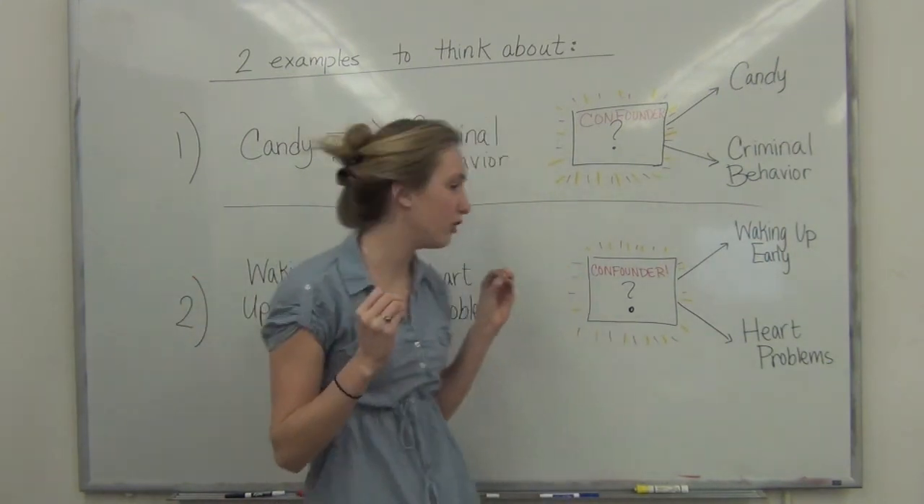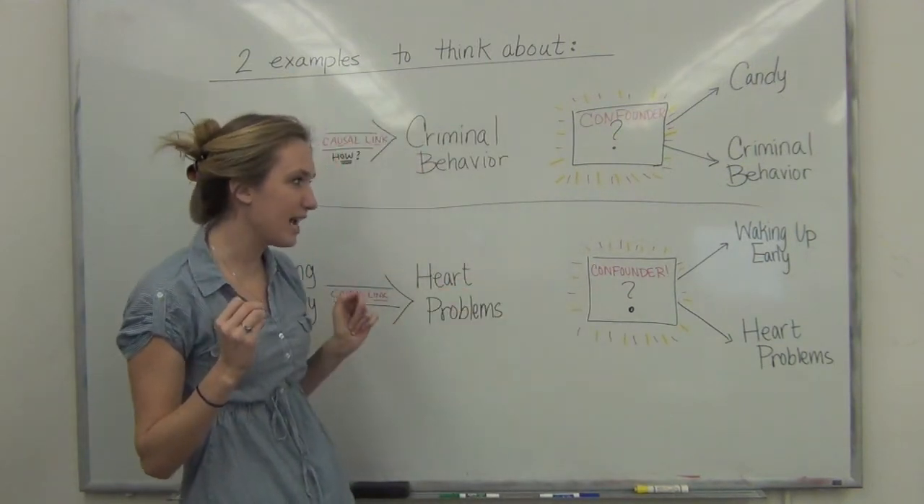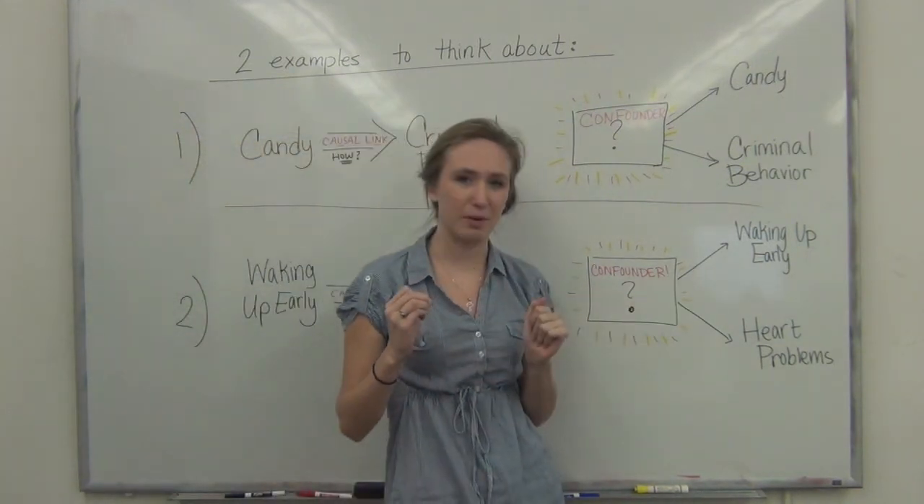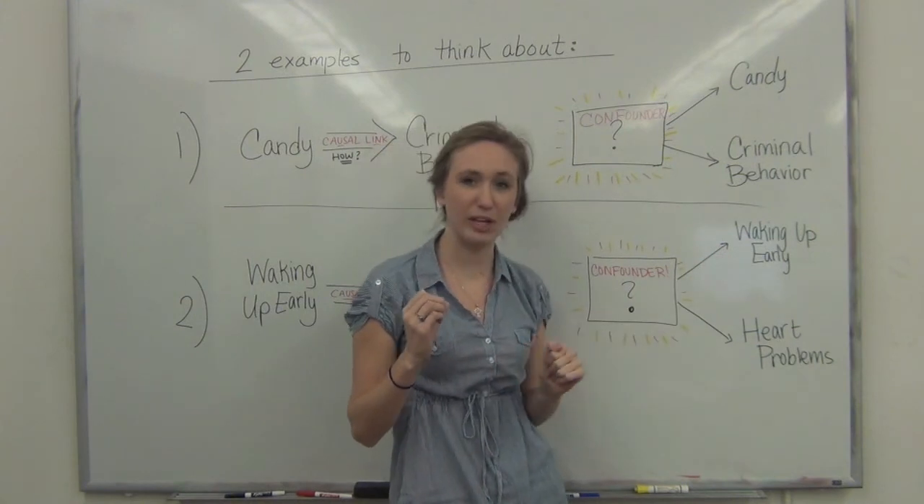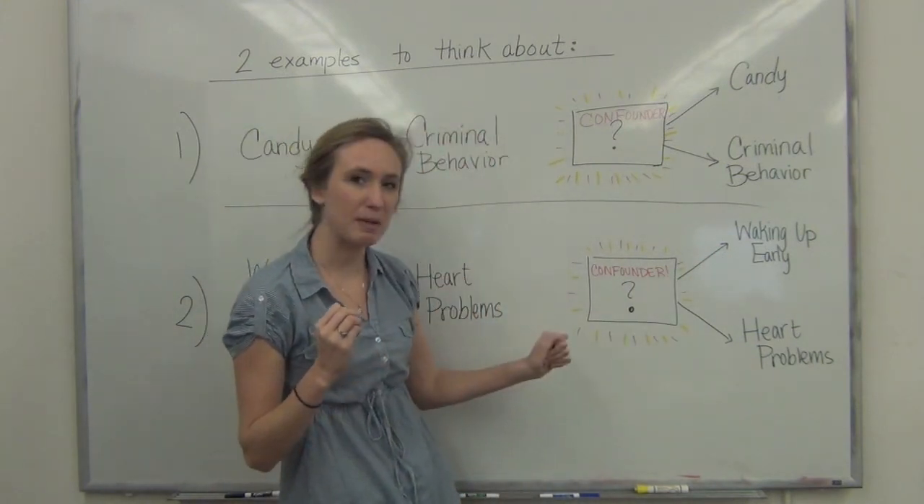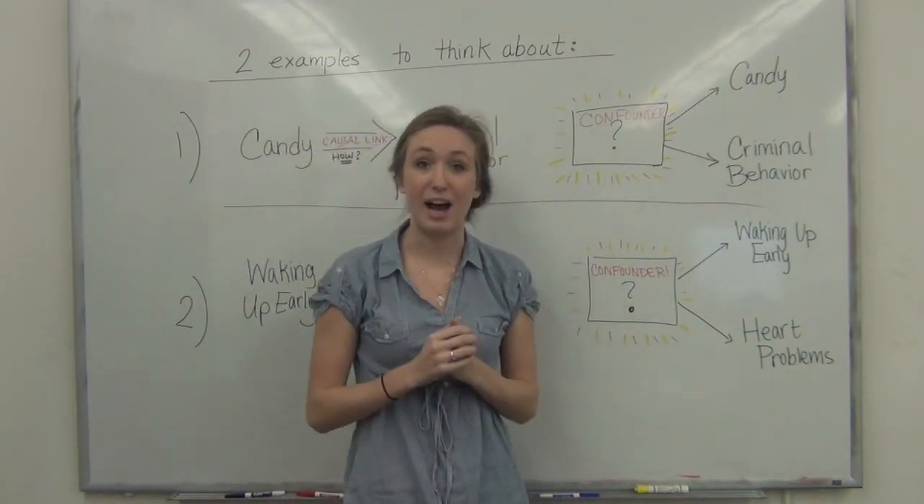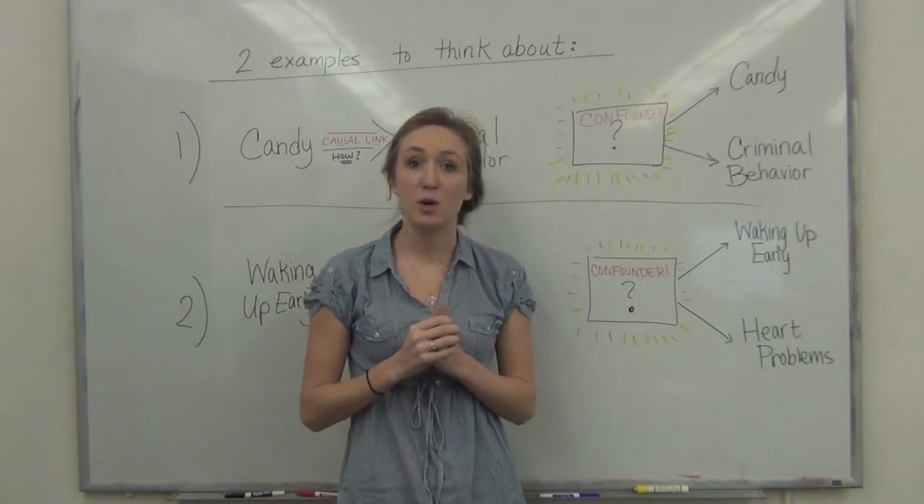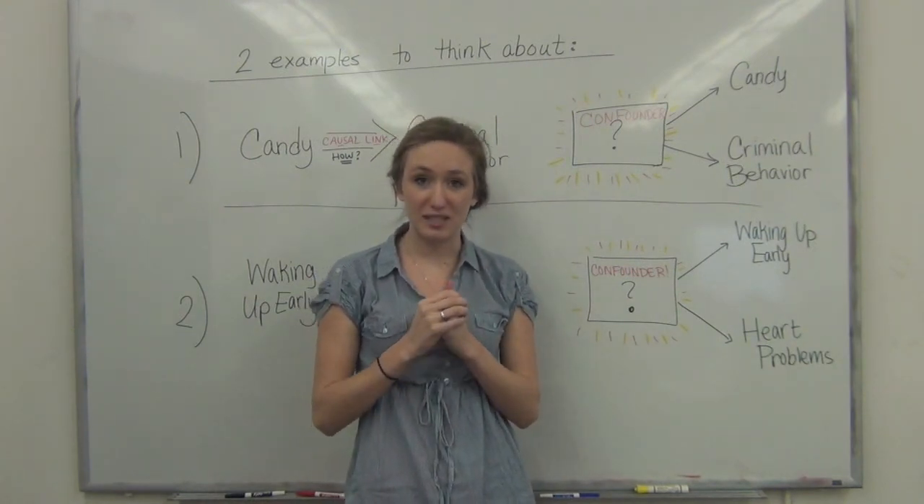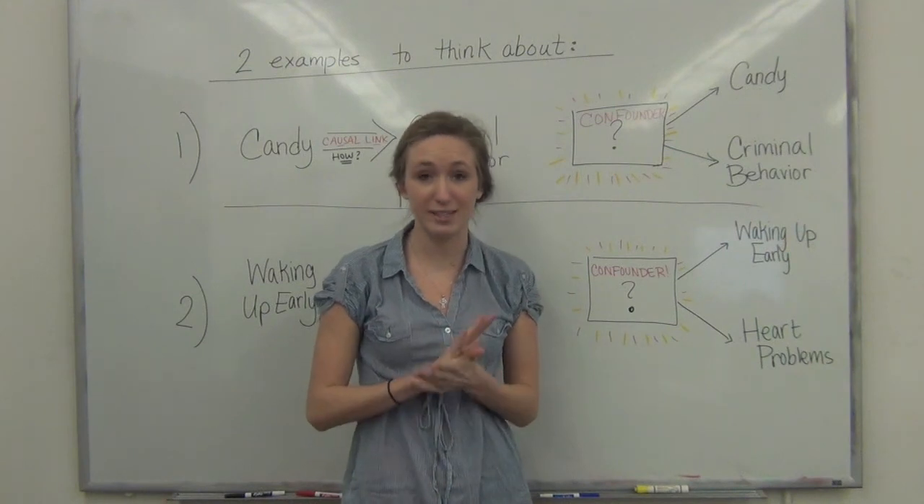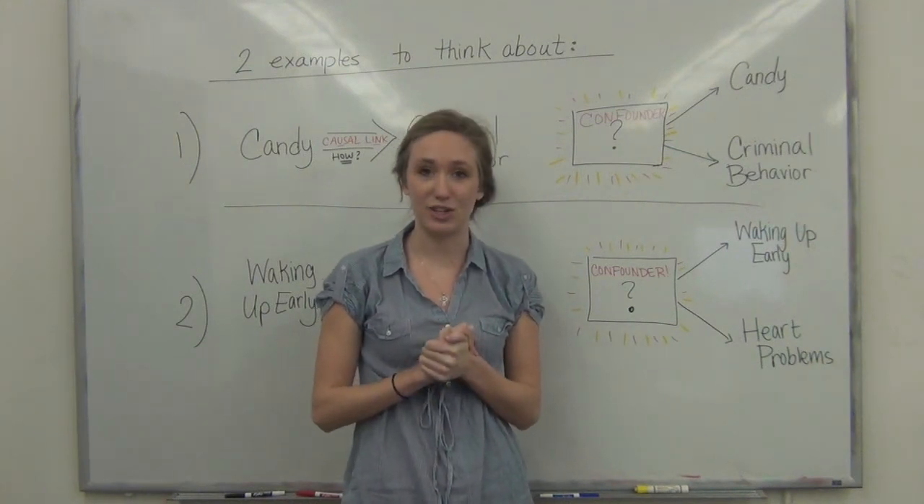Find a quality that could fit in here and explain why these people have a tendency to wake up early, and also explain why that population also has a tendency to have a higher rate of heart problems. So with this in mind, I think that you guys should be set to complete your homework and prepare for exam 1 and have a good solid foundation of confounders.